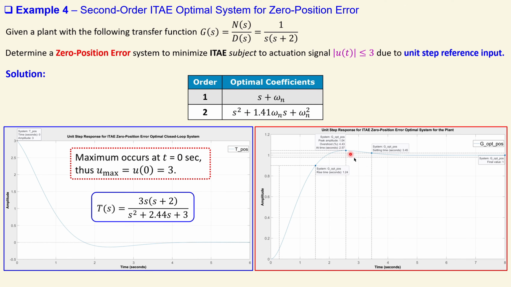The overshoot is approximately 4.4%, and settling time is approximately 3.5 seconds for this situation. And this is the transfer function that will make this response. So we've actually determined an optimal transfer function using a given plant transfer function, using an actuating signal constraint, and also a reference input. Those are really important things.